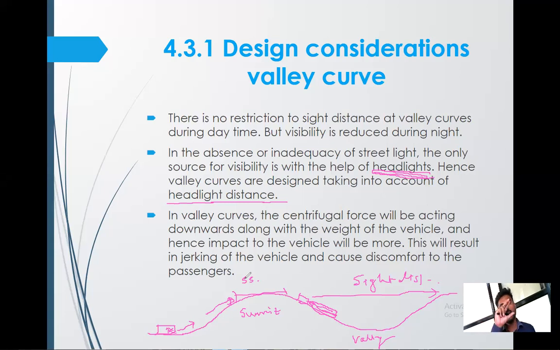Whenever we are traveling on a descending gradient, that is on the valley curve, our speed is also more. The descending gradient helps increase the speed, and the weight of the vehicle is also in the downward direction. So with the greater speed, if I suddenly apply the brake, it will jerk the passenger more. So it is not comfortable, and I have to design the road such that there are comfortable conditions for the passengers.